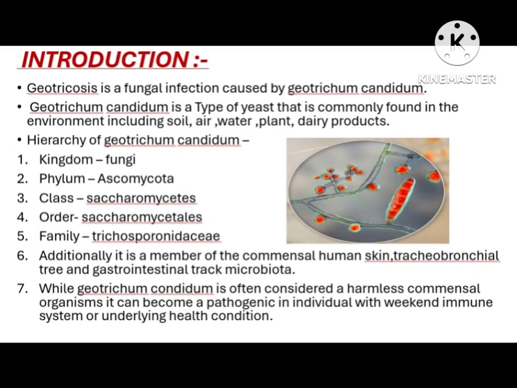Geotrichosis is a fungal infection caused by Geotrichum candidum. Geotrichum candidum is a type of yeast that is commonly found in the environment, including soil, air, water, plants and dairy products. Geotrichum candidum belongs to the kingdom Fungi, phylum Ascomycota, class Saccharomycetes, order Saccharomycetales and family Trichosporonaceae.